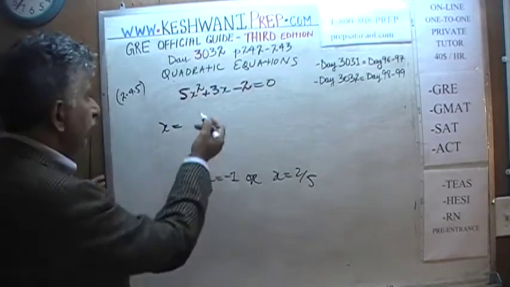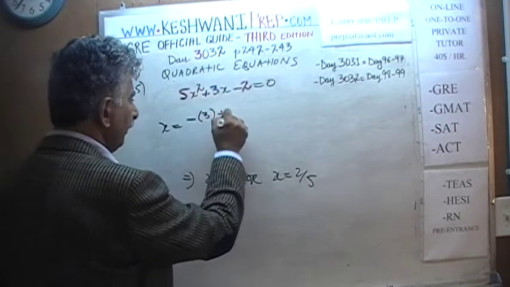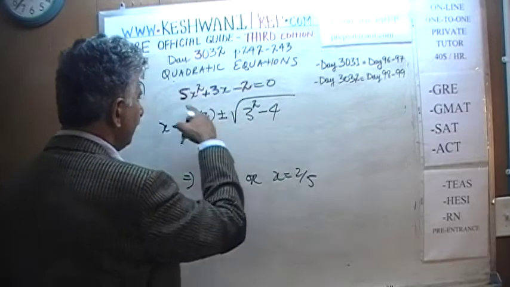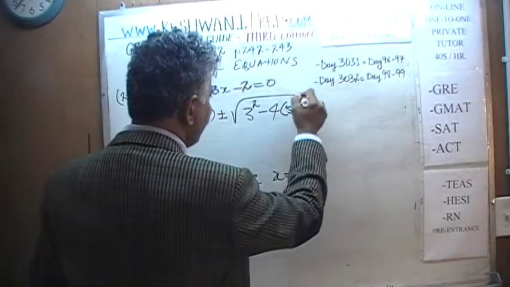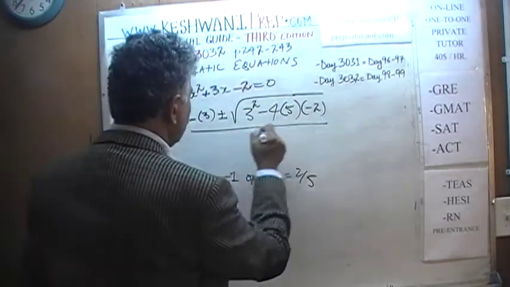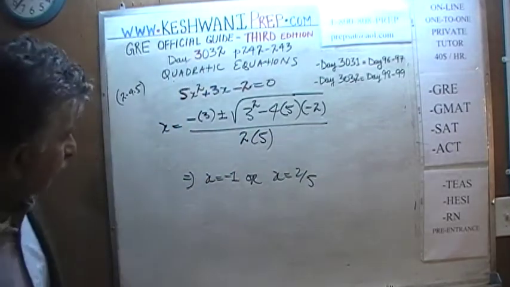x is equal to negative b. Our b is positive 3. So negative b means negative 3 plus or minus the square root of b squared, which is 3 squared, minus 4 times a, which is 5, times c, which is negative 2. You must keep track of your sign. It's a negative 2, not a 2. Over 2a, 2 times 5. Let's see what that gives us.